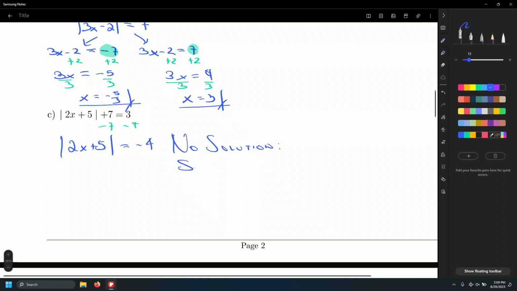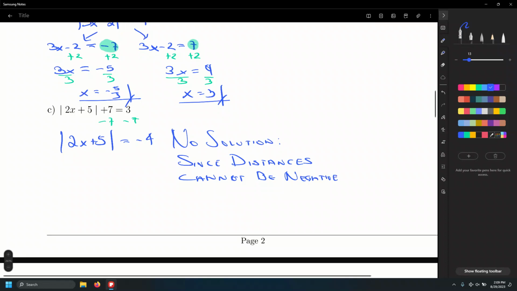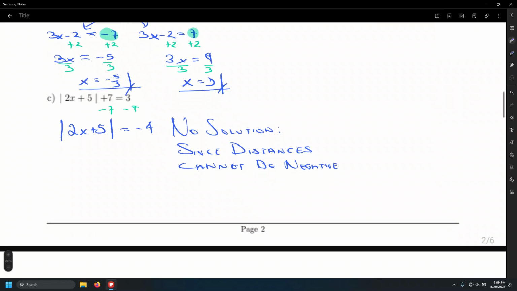Right? Since distances cannot be negative. All right? Distances cannot be negative. So you might want to be extra careful with that kind of exercise, all right? Something that can potentially be on the quiz next time.